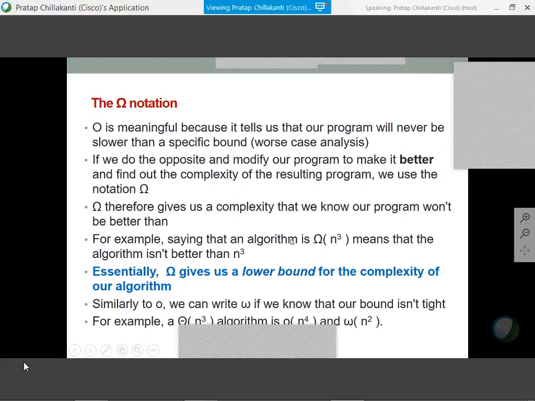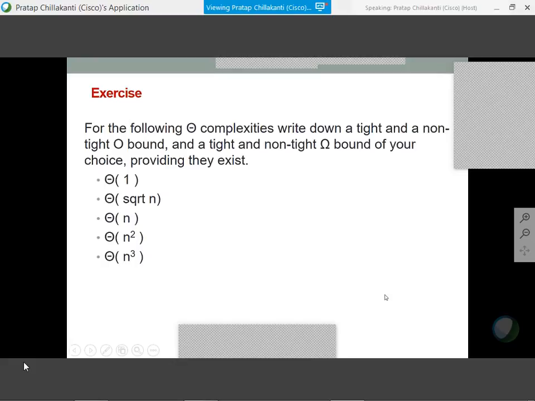So when you say omega of n³, it means the algorithm isn't better than n³, meaning you can't improve it further. So you have the upper bound, the lower bound, and the exact bound. Those are the three corresponding to big O, omega, and theta. And then I gave the same exercise. We did these exercises. I repeated them here as a reminder for you to revisit those things and write down the answers.